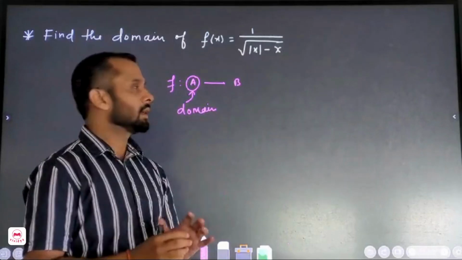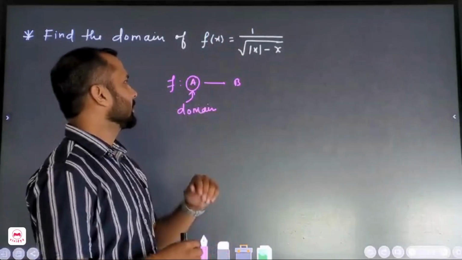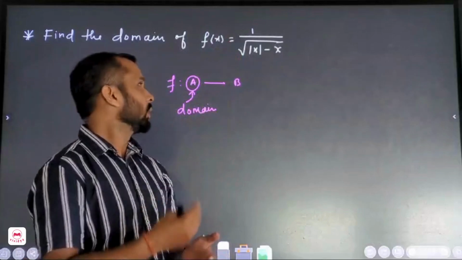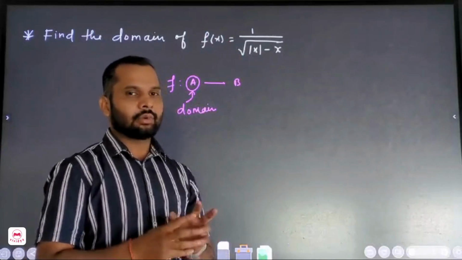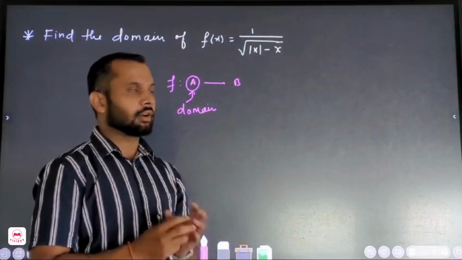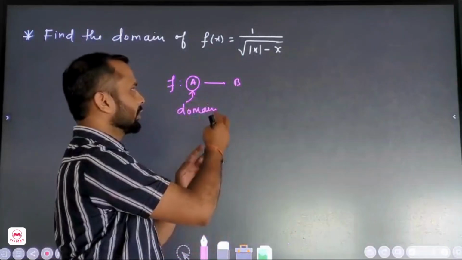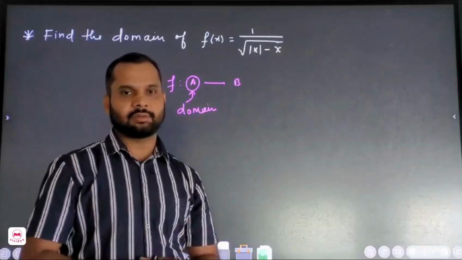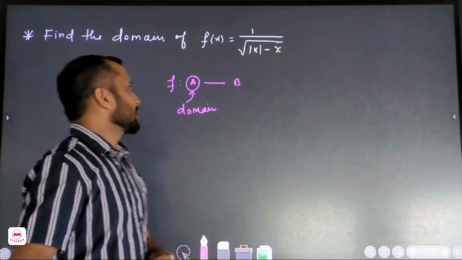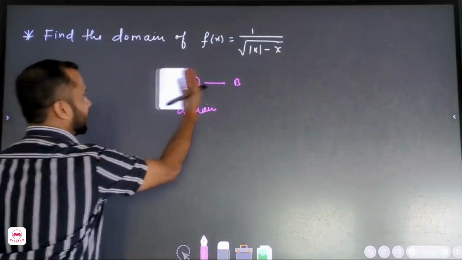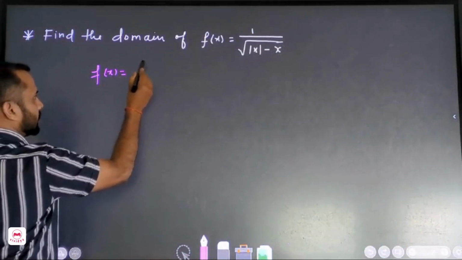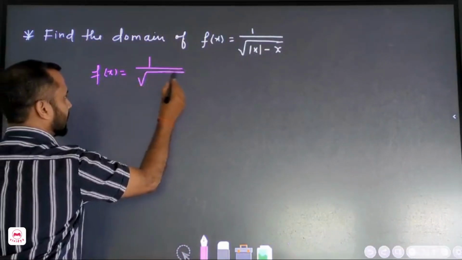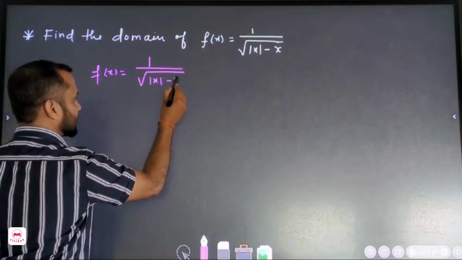Right? So I have taken one example, f of x is equal to 1 upon root under mod x minus x. So we'll see how we can calculate the domain of that, or I can say what is the set of A for which this function is defined. So let's start. Here it is given that f of x is equal to 1 by root under mod x minus x.